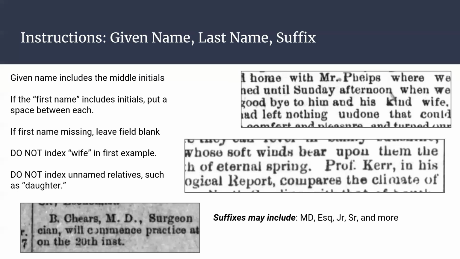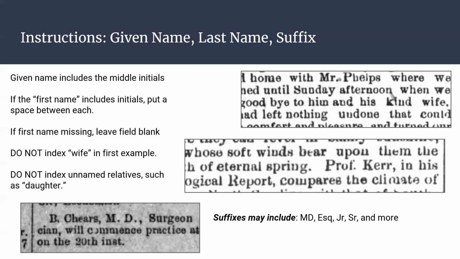Let's talk about indexing given names, last name, and suffixes. So a given name will include the middle initials. So if someone is mentioned with middle initials, you will put that into the given name field. If there are initials, we ask that you put space between each. So if it says W.M. Chesson, W space M is what you would enter into the given name. If there is no first name, go ahead and leave that field blank.